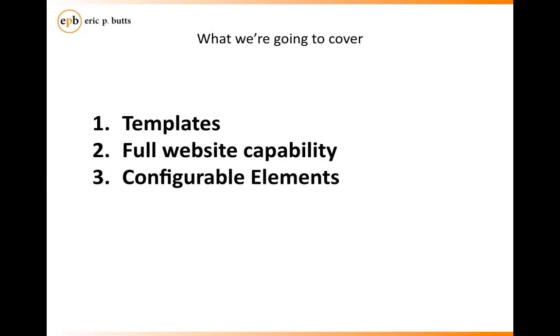Third thing we're going to talk about is configurable elements. These are just different types of things that are available for you to kind of drag and drop and pull into the page. Number 4 is content blocks.